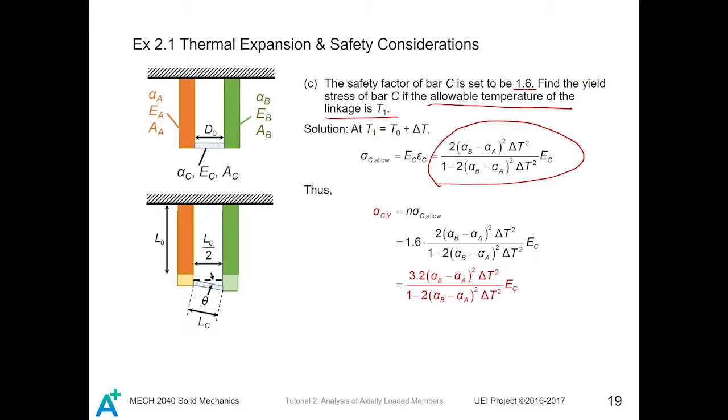Therefore, we can find the yield stress by using the safety factor formula, which is 1.6 times the entire piece. The result will become 3.2 (alpha b minus alpha a) squared times delta t squared divided by 1 minus 2 (alpha b minus alpha a) squared delta t squared, times EC. So in the exercise problems, I will try to make those quantities in numerical form such that you can calculate it yourself.